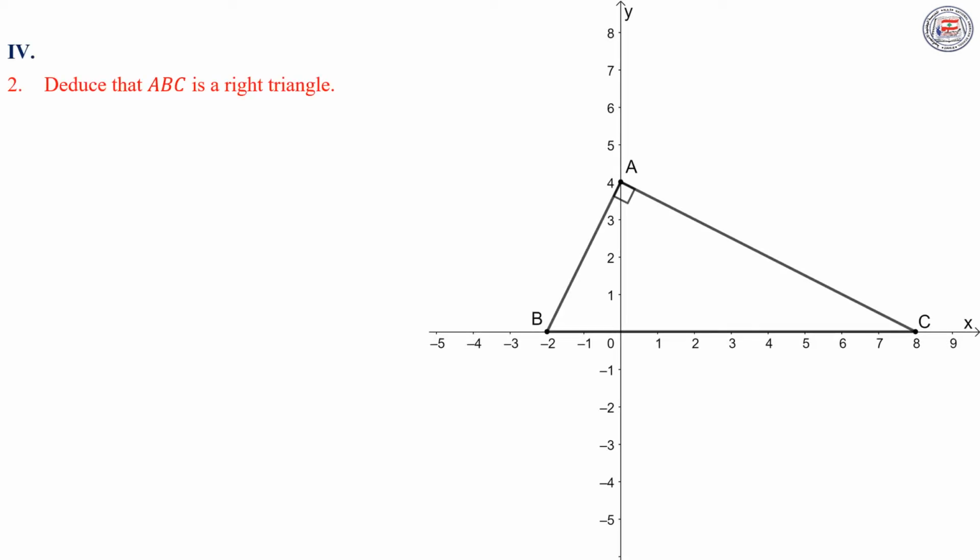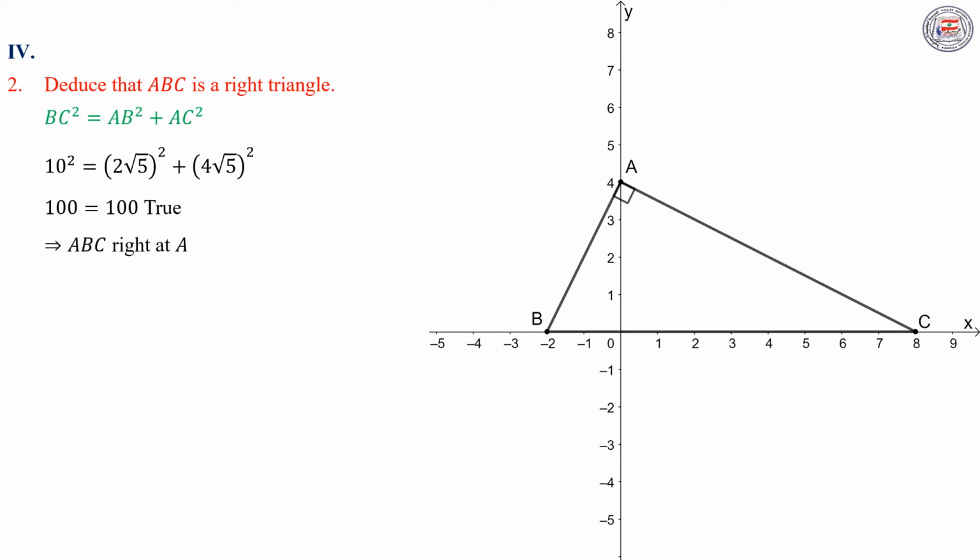Now in part 2 we have to deduce that ABC is a right triangle, and for this reason we have to use the method that we learned in chapter 1. In order to prove that ABC is a right triangle, we have to use the Pythagorean theorem. So we take the hypotenuse BC and we write BC squared equals AB squared plus AC squared. We have BC equal 10, AB equal 2 radical 5, and AC equal 4 radical 5. Then 10 squared equals (2 radical 5) squared plus (4 radical 5) squared. Then 100 equals 100, true. Therefore, ABC is a right triangle at A.